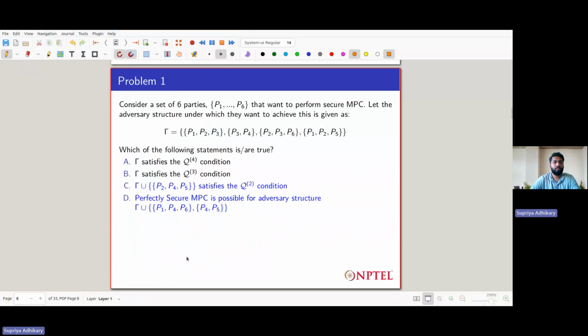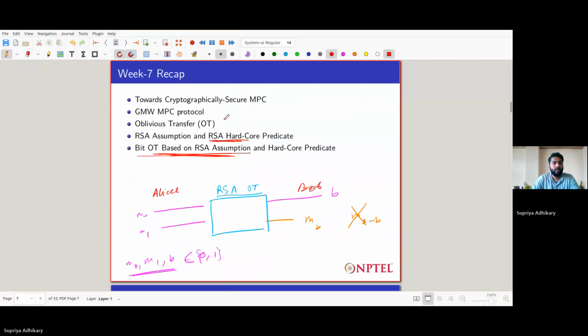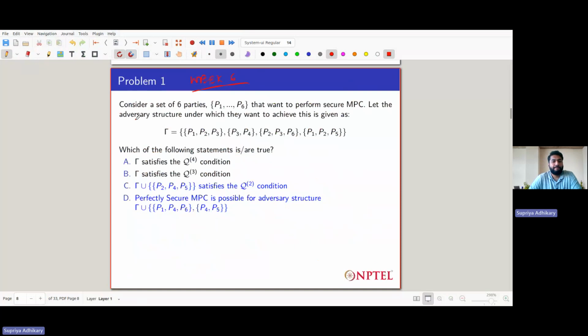Okay. So now let's look at the problems that we had for week 6. In week 6, the first problem was something like this. We have 6 parties, P1 to P6, and they want to perform secure multiparty computation, with the adversary structure given like this. Now we have to find out which of these statements is true or not.